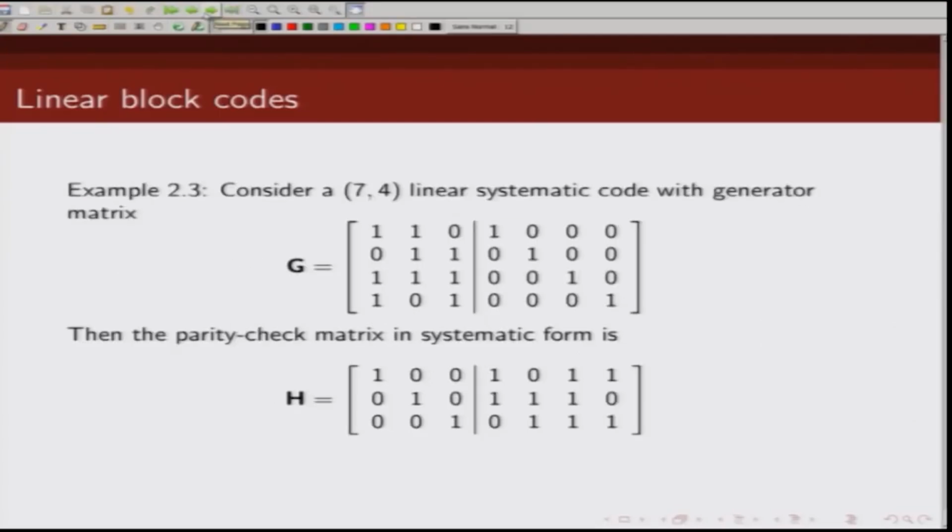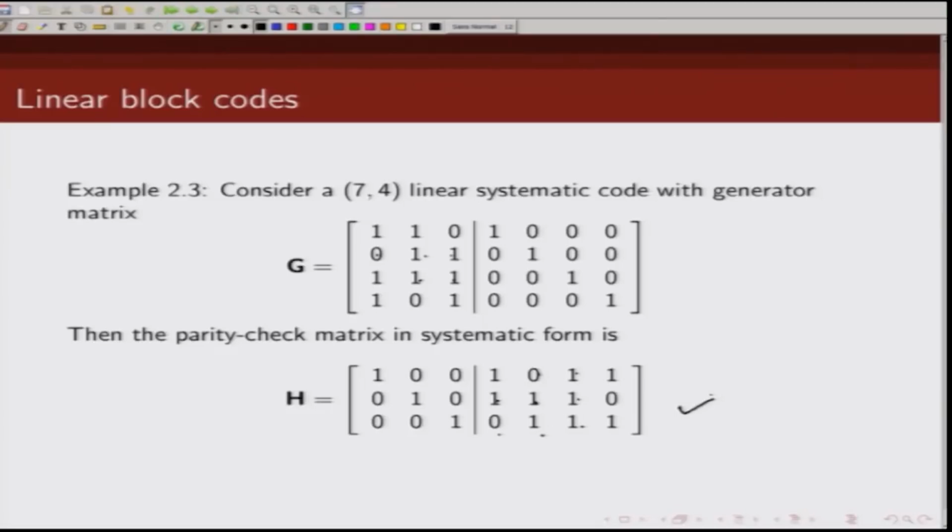So, let us take an example of a generator matrix of a systematic code. This is a systematic code. We can separate out this generator matrix as some matrix P and some identity matrix. So the H matrix we can write as identity matrix and P transpose. Then this can be written as 1 1 0, 0 1 1, 1 1 1, 0 1 0 and so on. So this is my H matrix corresponding to this.